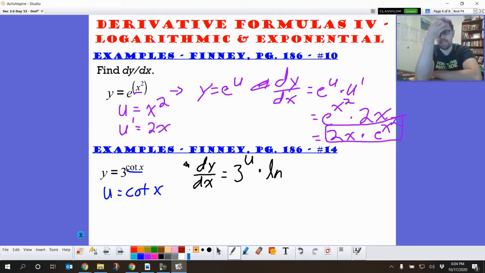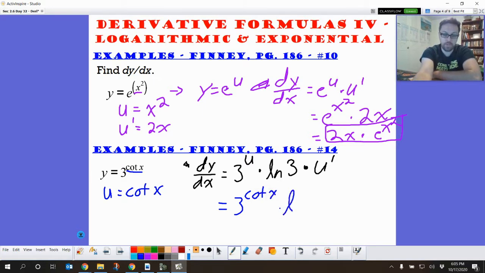Ln of a, and in this case our a is 3, times the derivative u prime. What's the derivative of u? All right, well now we can just put all that stuff back. Well, we can put u back. So we get 3 to the cotangent of x times our natural log of 3 times whatever the derivative of cotangent is.